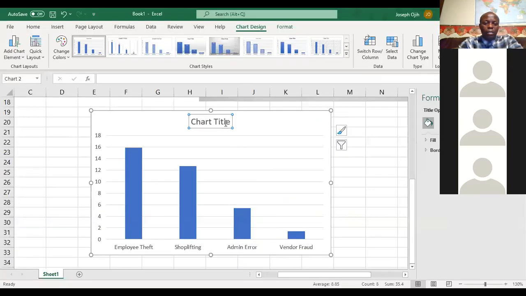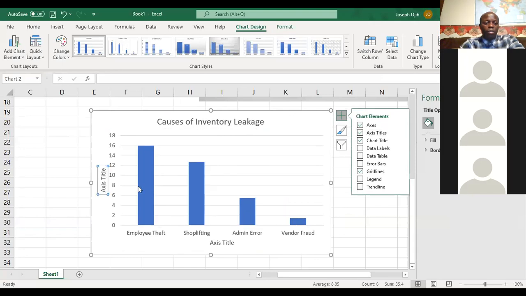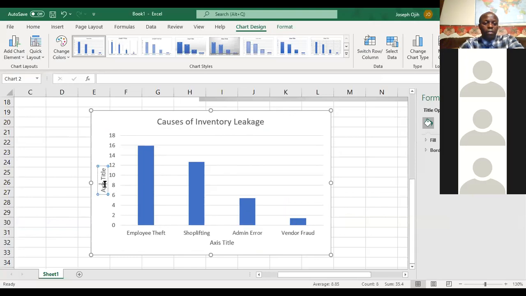The causes of inventory leakage. Okay. Now let us format this. Add the axis title: amount in billions of dollars.